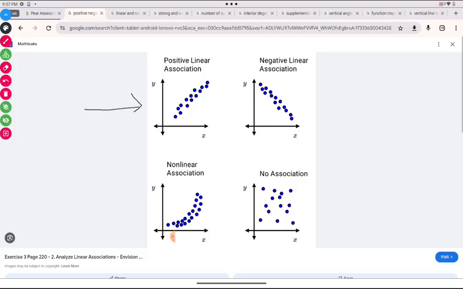When you read your graph from left to right, if it is going up from left to right, we call that a positive association or correlation. As you read it from left to right, if it is going down, we call that a negative association or correlation. If there's no discernible pattern, we call that no association or correlation.